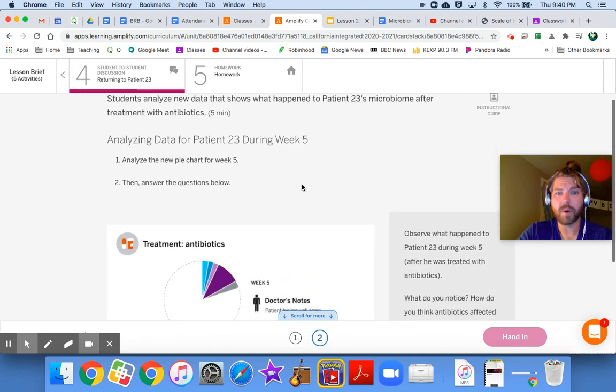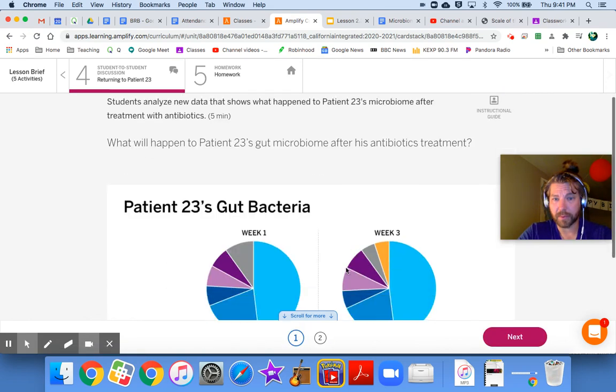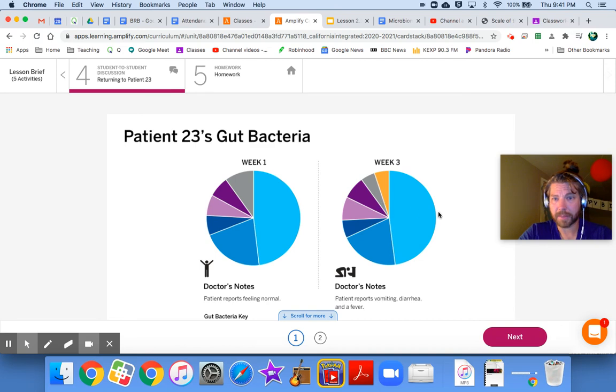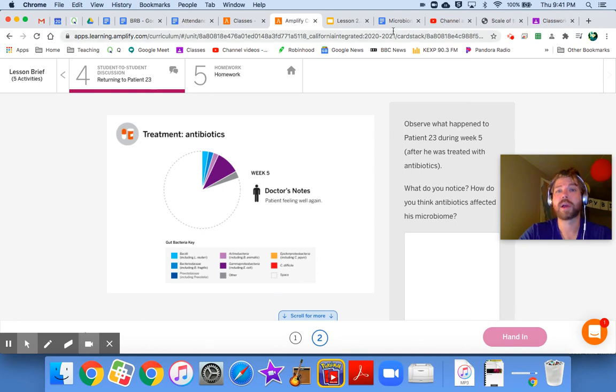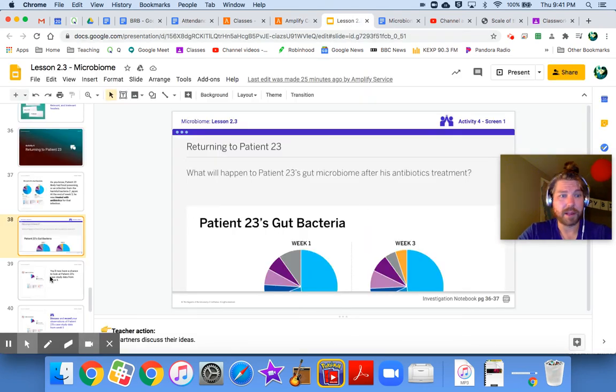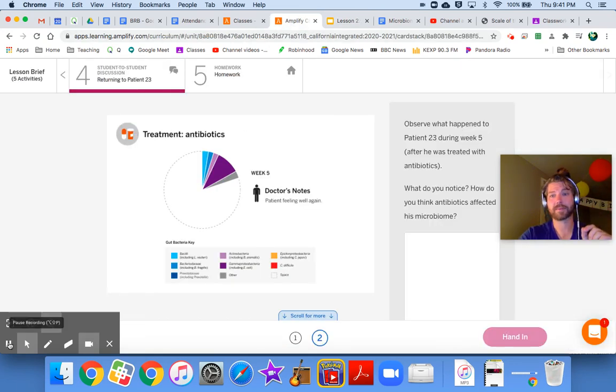Oh my gosh, look at patient 23's gut microbiome now. We need to respond. What do you notice? How do you think antibiotics affected his microbiome? So consider what it was like before. Oh, look, week 1, week 3, antibiotics, and then week 5. Look at that. That is quite a difference. So respond in Amplify right there, and we will discuss that too. I think some of the differences are quite clear though. So go ahead and pause and do that right now.